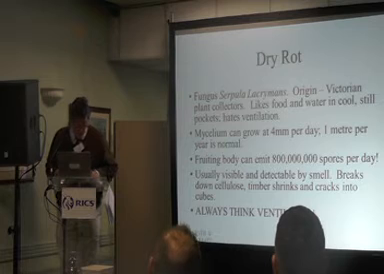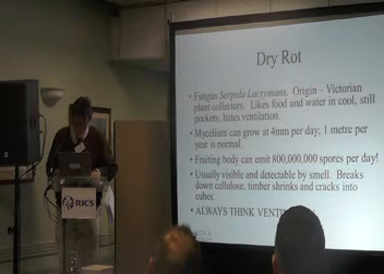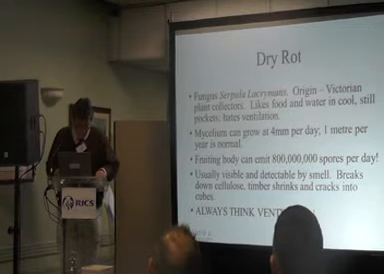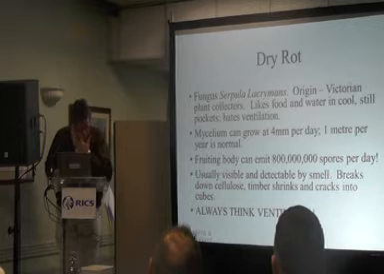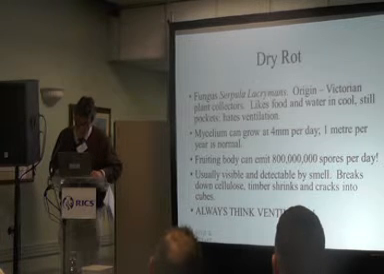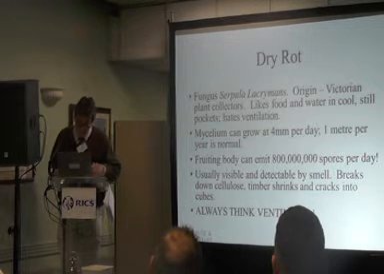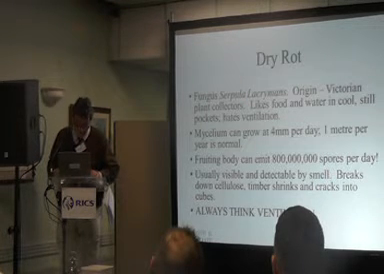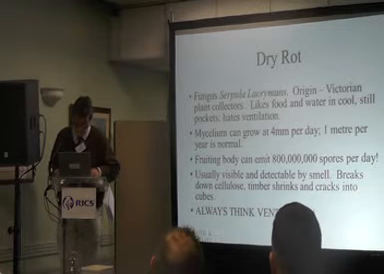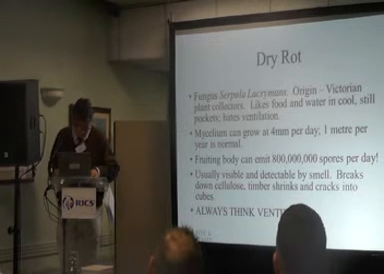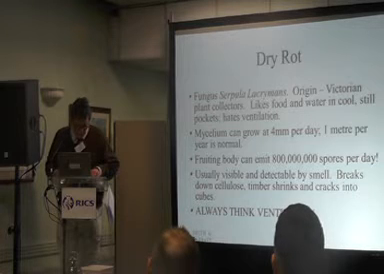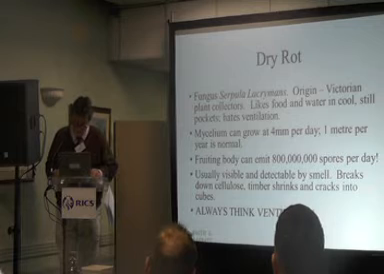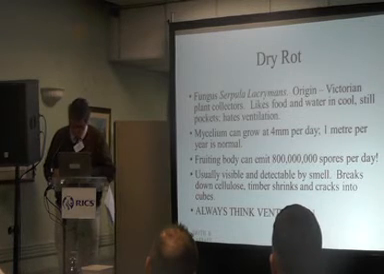The mycelium are extraordinary. You put them on a dish in perfect conditions, they'll grow at 4 millimetres a day. A metre a year is perfectly normal. And the fruiting body, I've got a corker on the next slide, it can emit 8 million spores a day. Now, every breath you take, even in a modern building like this, will have dry rot spores in it. They are everywhere. You can't prevent the spores from landing. All you can do is stop them from growing. It's usually visible and detectable by smell. It breaks down cellulose, timber shrinks and cracks into cubes. I'm sure you've seen it. As I say again, ventilation, ventilation.